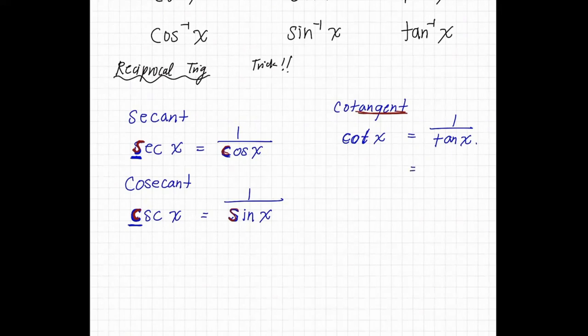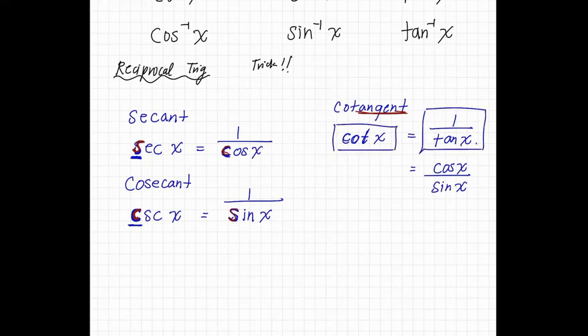I'm going to give you another definition of cotangent. Cotangent can also be cosine divided by sine. So cotangent, you can say that this is a reciprocal of a tangent, or you can also say cosine divided by a sine. The reason for that is because of tangent. Tangent itself, it's sine divided by cosine, right? That's a definition of tangent.